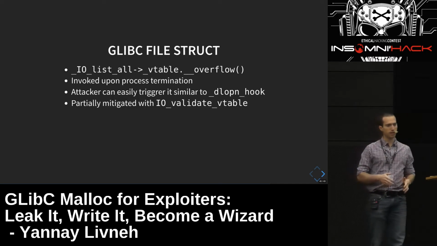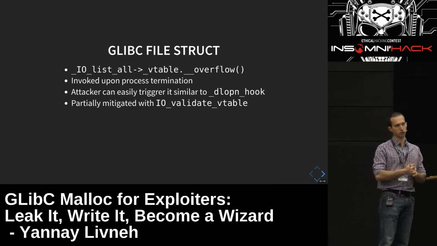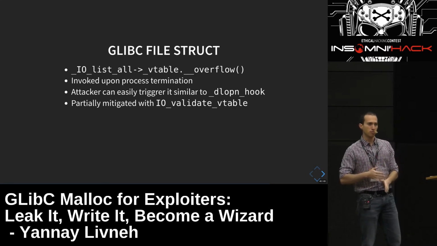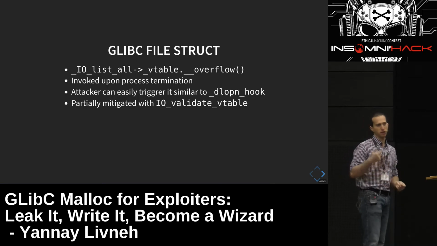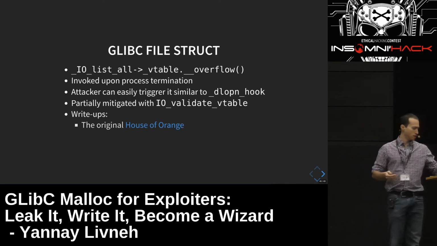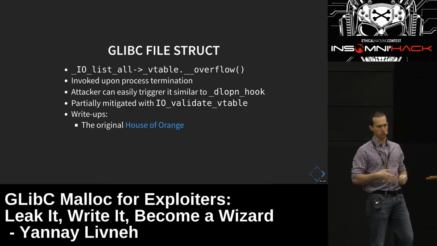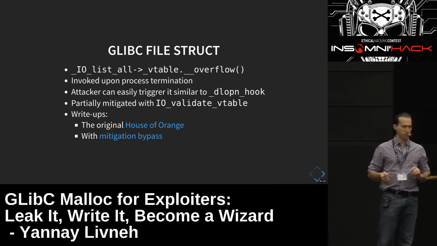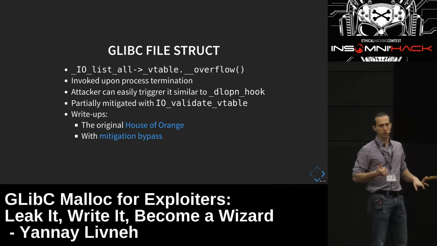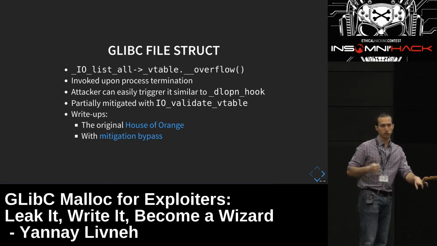It was partially mitigated with a function called IO validate vtable, which checks that the vtable pointer points to a section designated only for virtual tables. But it's not enough, because there are plenty of functions there and you can bypass it quite easily. You can read the original House of Orange write-up to see how it was in GLibC 2.23, and in GLibC 2.24 with the mitigation you can see the mitigation bypass. It's the 300 challenge from the last CCC.